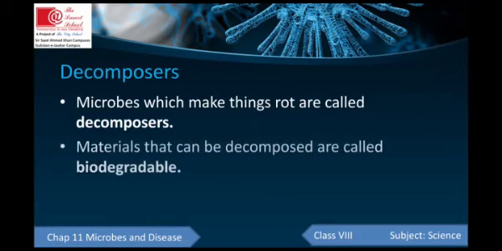Materials that can be decomposed are called biodegradable. Anything made from plant or animal matter is biodegradable. Things that do not decompose are called non-biodegradable. Most plastics are non-biodegradable.